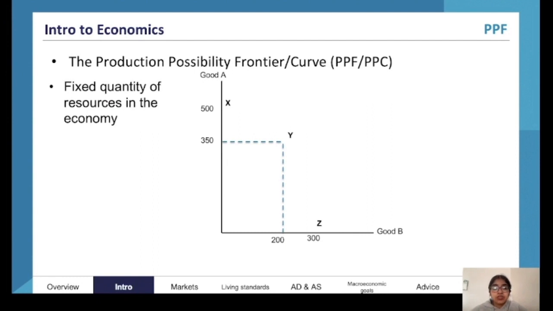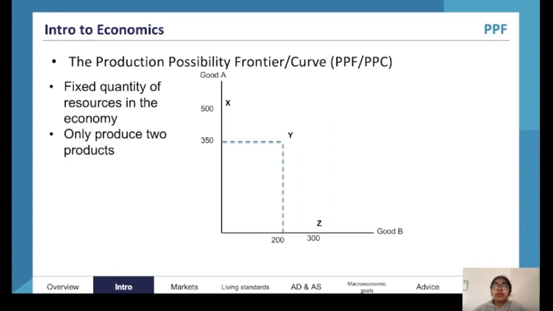So first of all, there are a few assumptions we make when we talk about the PPF or PPC. First, we say that there's a fixed quantity of resources. So in the economy, at that point of time, there's a fixed quantity of resources. So there's a limited amount of land, limited labor, limited capital. So it's fixed.